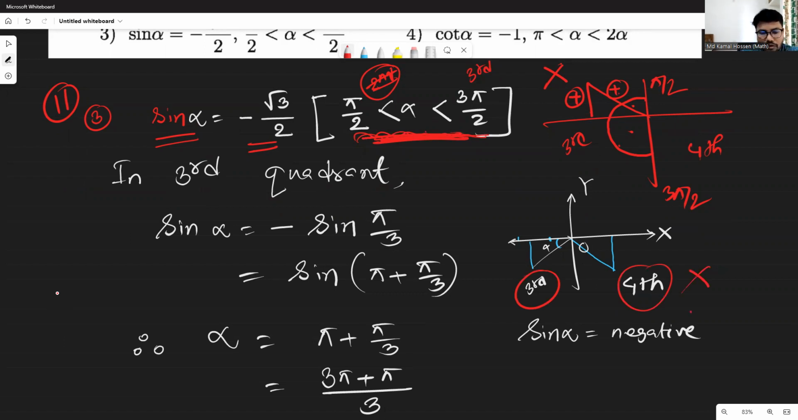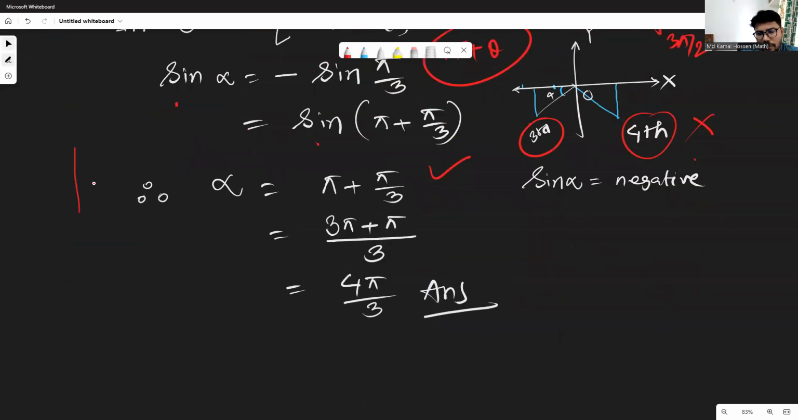So now in the third quadrant, pi plus theta. Theta means the value of sine, root 3 by 2, which is 60 degrees, pi by 3. So after eliminating sine from both sides, alpha equals pi plus pi by 3. Now do the simplification, and this is our answer.